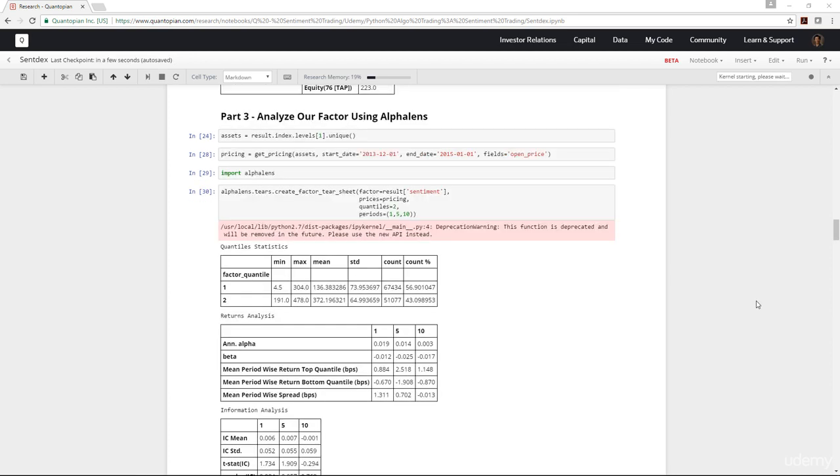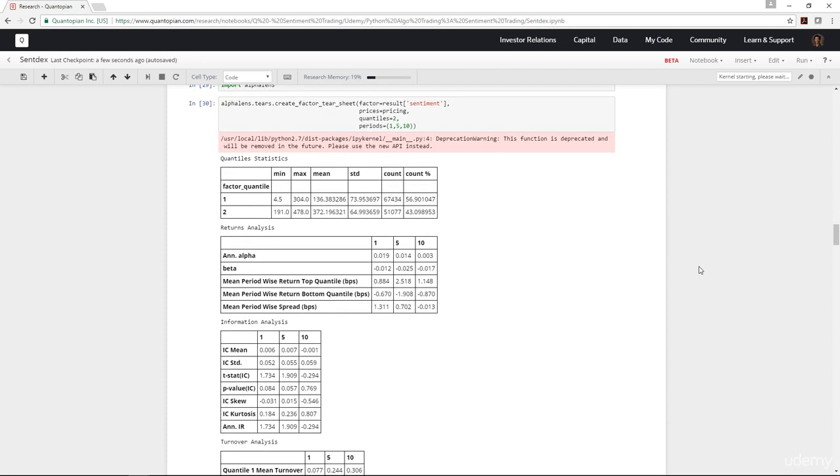Okay, Alpha Lens has finished running. The errors I received earlier were because when I was importing the pricing, I forgot to put the open price only. If you don't specify the fields you want to extract, you receive back open, high, low, close data. That's too much information, and Alpha Lens doesn't know what to do with it. So all we want to provide is the opening price, and get Alpha Lens to study the efficacy of this factor. Let's look at these one by one.